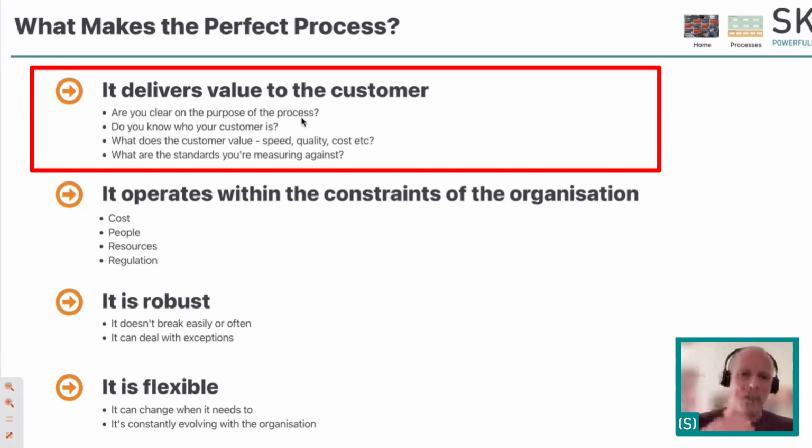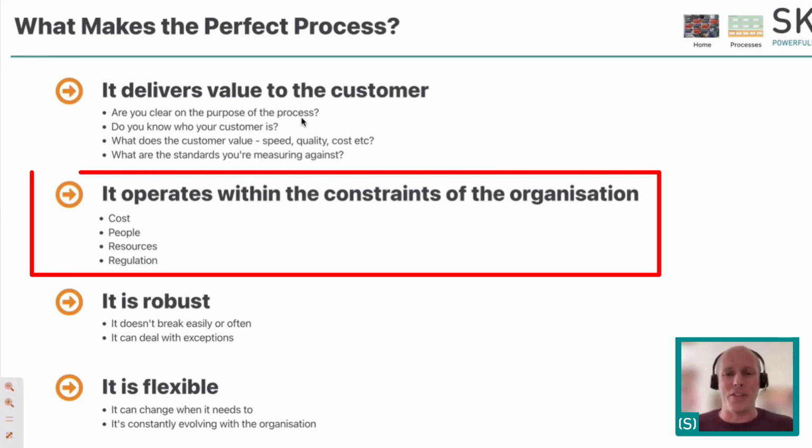So again, there's a few things on here. I've talked about the purpose of the process, and I talk about the standards you're measuring against, but it really comes down to who is the customer and what is it that they value about what the process is delivering. Now, to me, all of the other things in here essentially flow from understanding that, and they may impact your ability to deliver that, but there's often a trade-off there that you may have to make.